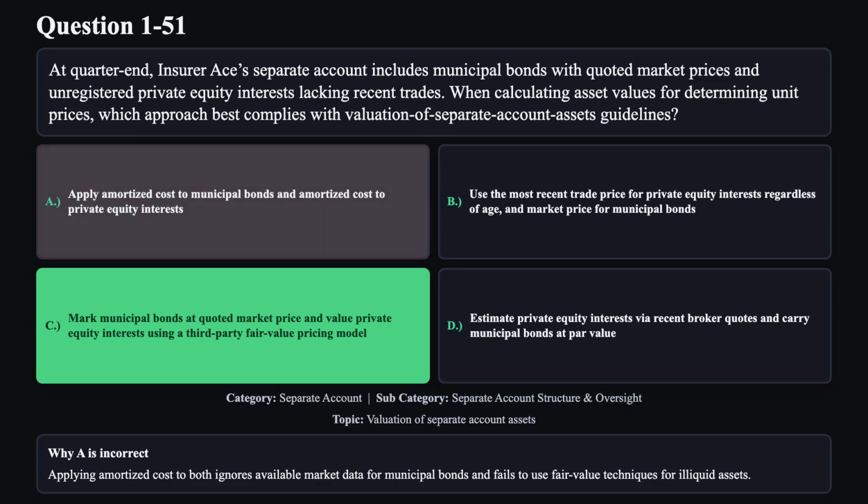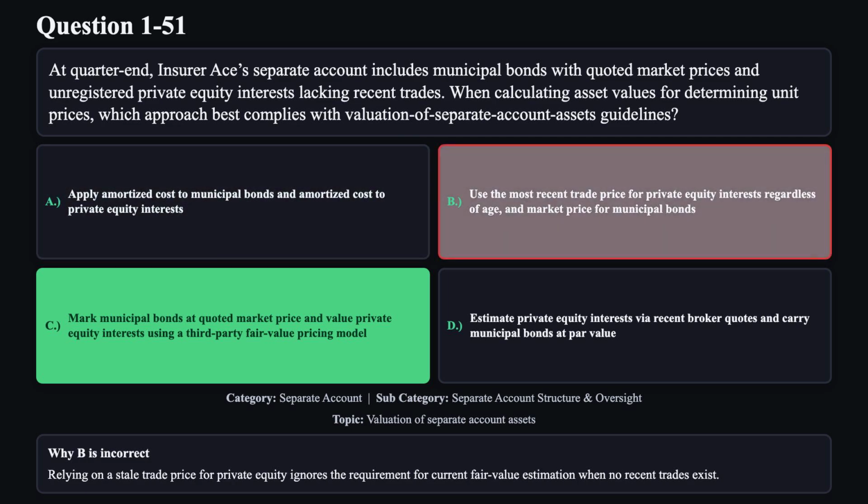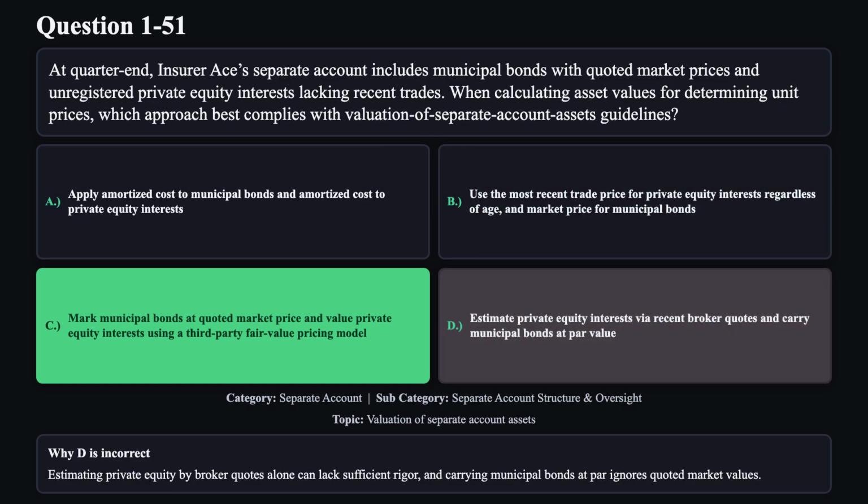Reason A is not correct. Applying amortized cost to both ignores available market data for municipal bonds and fails to use fair value techniques for illiquid assets. Reason B is not correct. Relying on a stale trade price for private equity ignores the requirement for current fair value estimation when no recent trades exist. Reason D is not correct. Estimating private equity by broker quotes alone can lack sufficient rigor, and carrying municipal bonds at par ignores quoted market values.